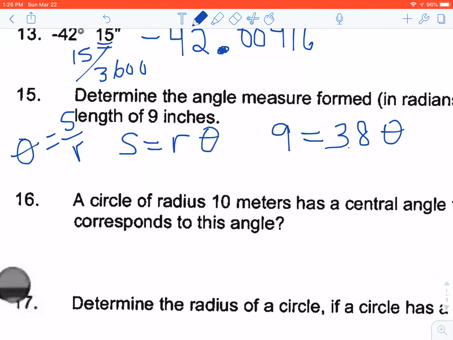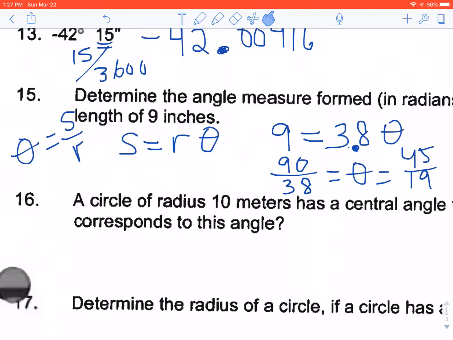And then I'm going to solve for theta. To get rid of decimals, if we're dividing 9 by 0.38, I could multiply them both by 2, or by 10, but 2 wouldn't get rid of my decimal. So if I multiply by 10 over 10, I'll get 90 over 38, or 45 over 19. That's in radians. We could write RAD, we don't have to.